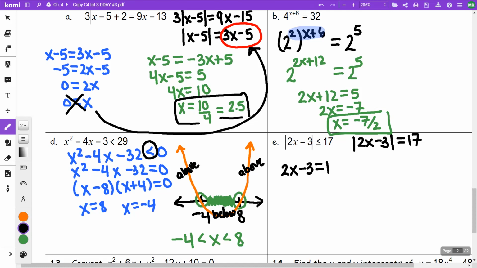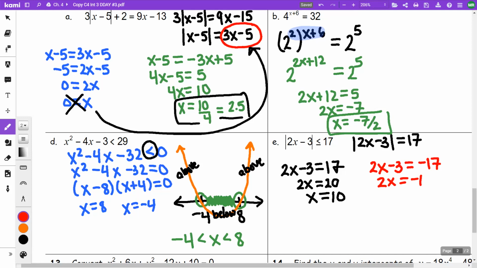2x minus 3 is equal to 17. I'll do the other one in red. 2x minus 3 is equal to -17. And then I'm going to solve. I'm going to add 3. So I get 2x is equal to 20. Divide by 2. So I get x is equal to 10. The other one, I'm going to add 3 and I get a -14. I'm going to divide by 2 and I get a -7. So these are my boundary points.